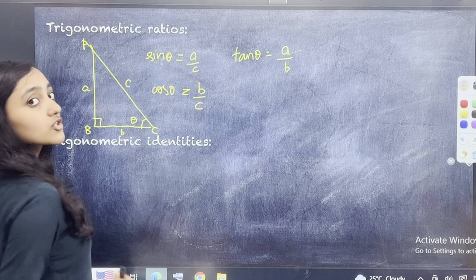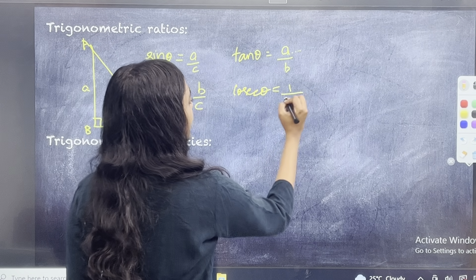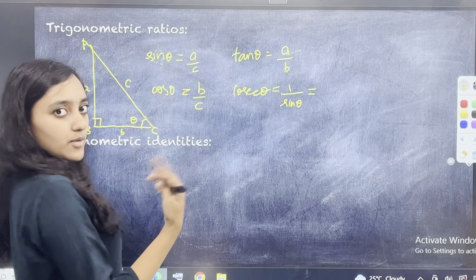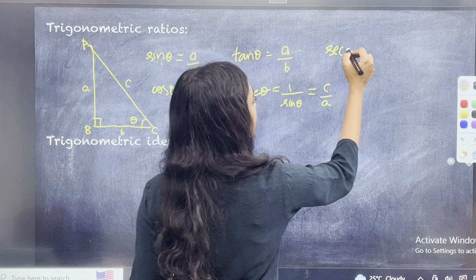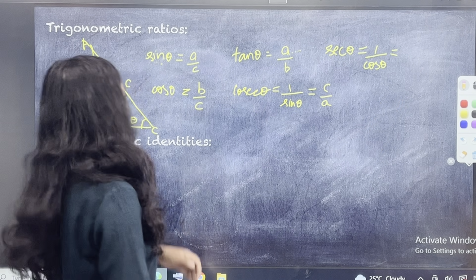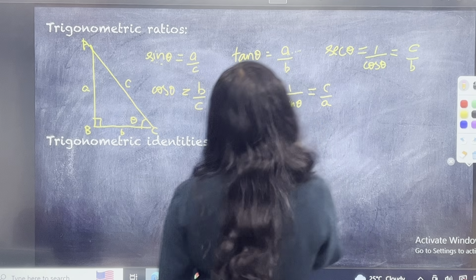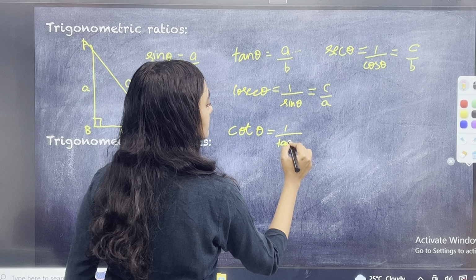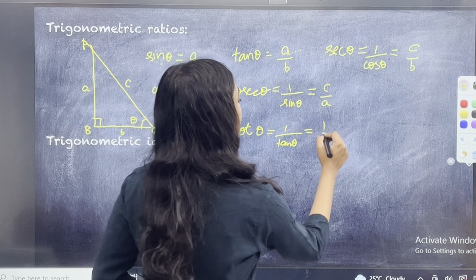Now we will be looking at what is cosecant theta. So cosecant theta is nothing but 1 by sine theta, which is basically the reciprocal. Therefore, if sine theta is A by C, then cosecant theta is C by A. Then you have secant theta, which is nothing but 1 by cos theta. Cos theta was B by C, so secant theta is C by B. And then you have cot theta, which is nothing but 1 by tan theta. Tan theta is A by B, so cot theta is B by A.